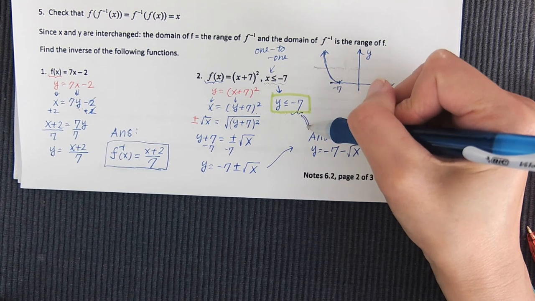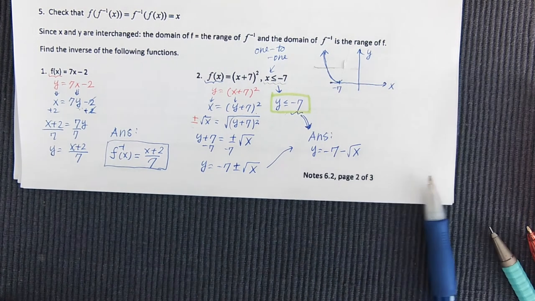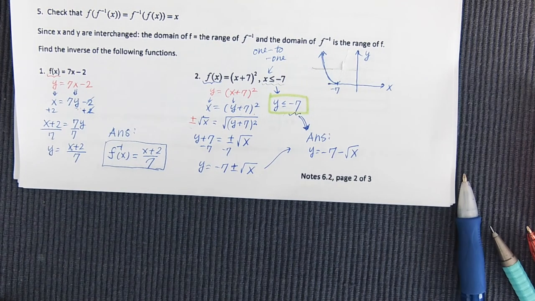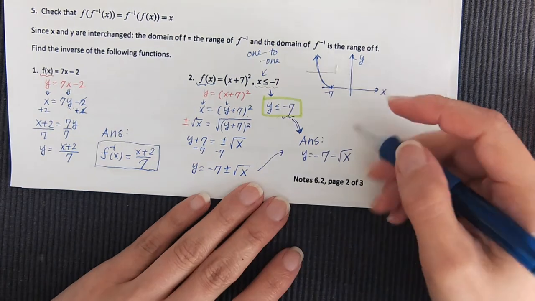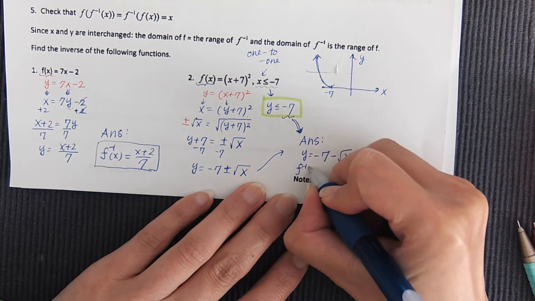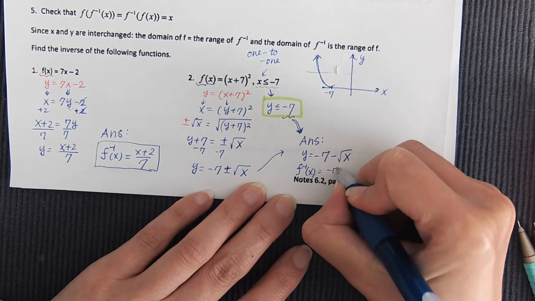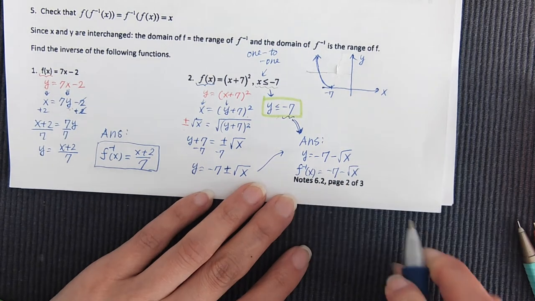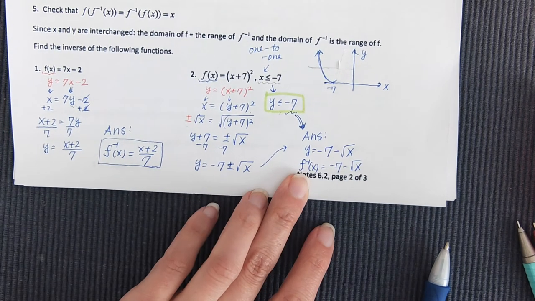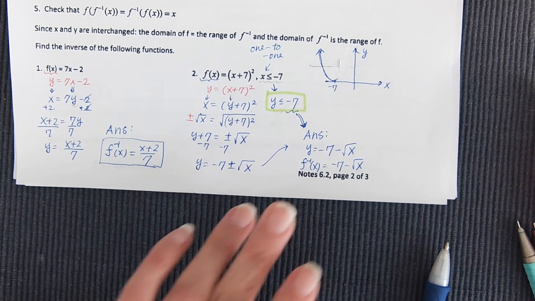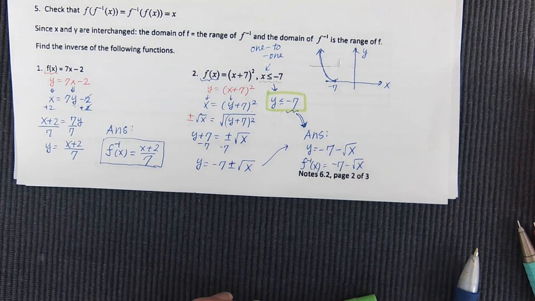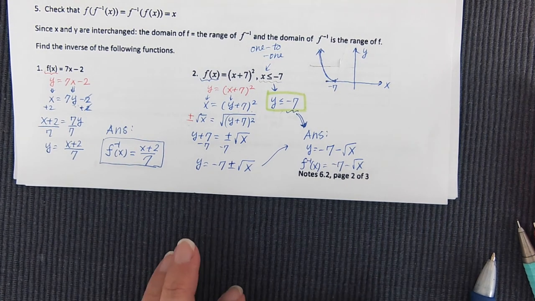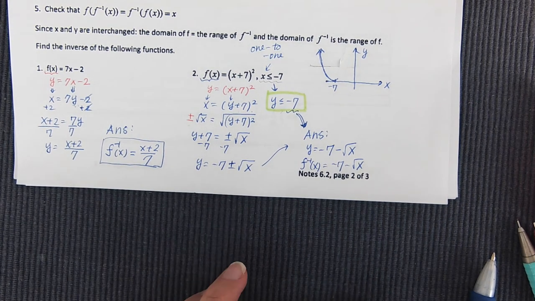This is because of this condition. Alright, so here is the inverse function. The inverse function is negative 7 minus square root of x. It's just a notation, so we're gonna use it. Alright, let you copy it. And if you have any questions, tell me or ask me.